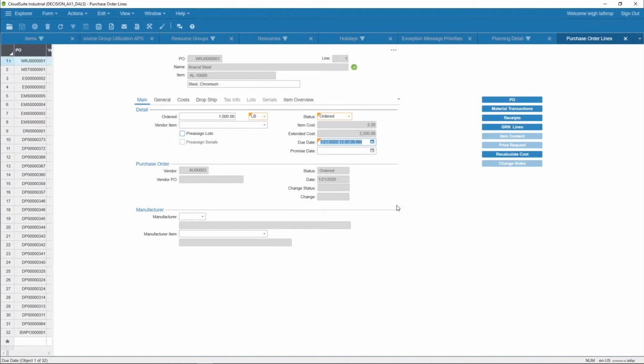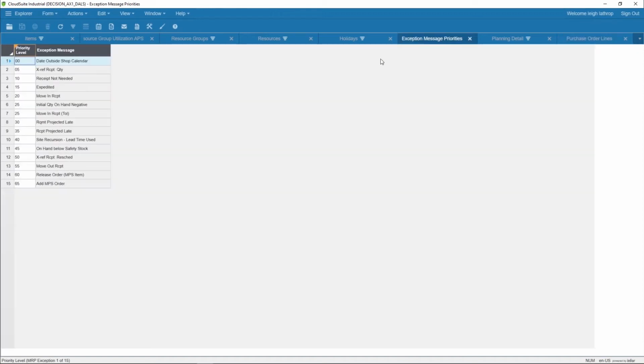If you're in an MRP environment, we're going to run planning after that, and we're going to look at the exception messages. The exception message we're interested in is move in receipt. We want to hear from the system after we adjust the purchase order lines. We want to move up the exception message priority on move in receipt, and look at what the system is saying we should bring forward, because we just pushed a bunch of stuff out.